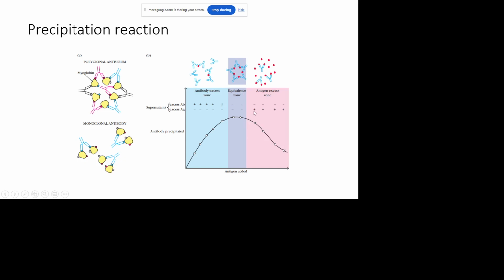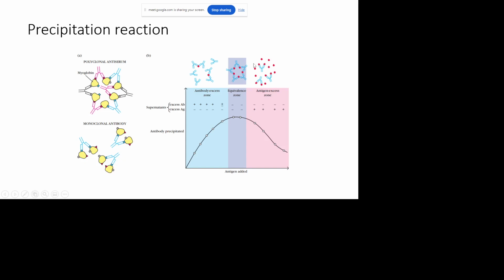Then in the antigen excess zone, there will be antigen antibody complex which will give you the precipitation, so in the pellet you will have the antigen antibody complex, right? But in the supernatant you will have excess or unbound antigen. So in the antibody excess zone, you will get unbound antibody in the supernatant. In the equivalent zone there is neither antigen nor antibody in the supernatant, and in the antigen excess zone you will have unbound antigen in the supernatant.